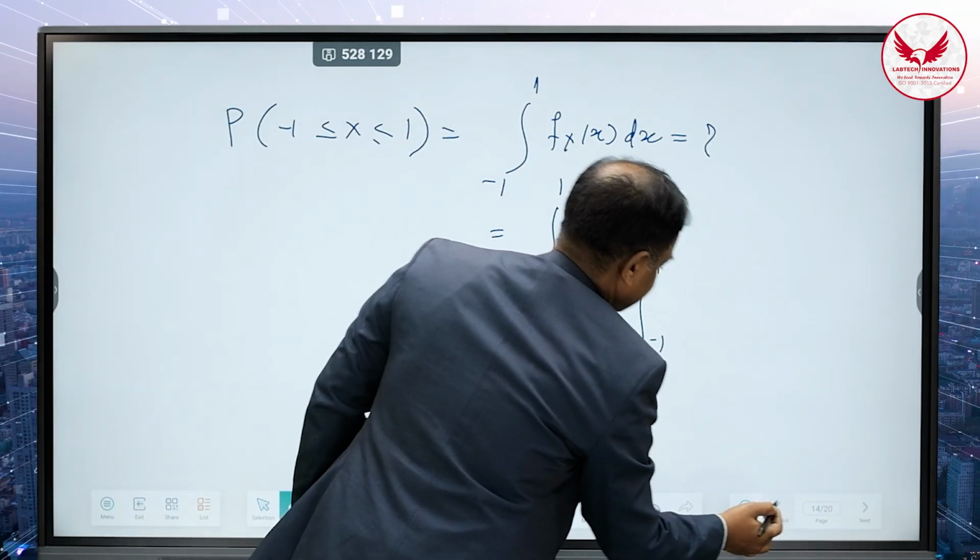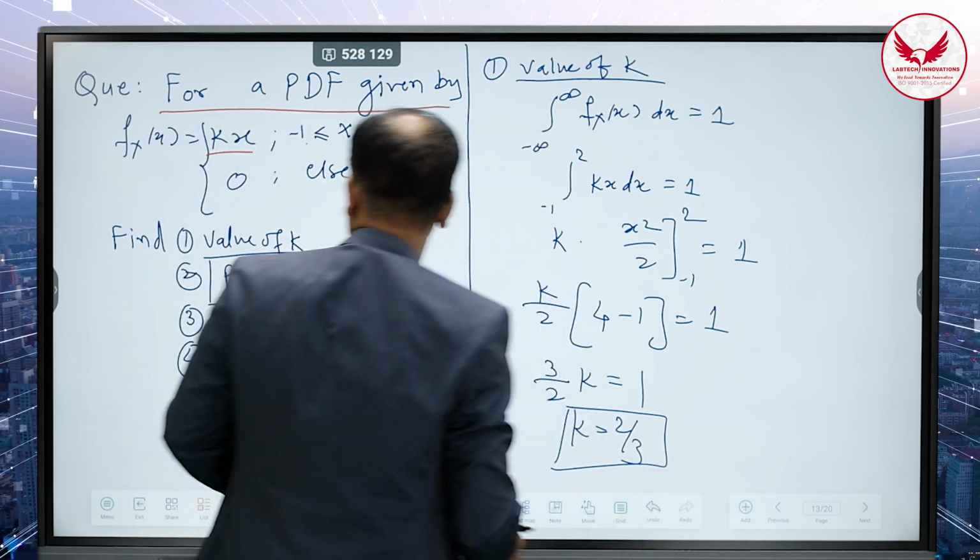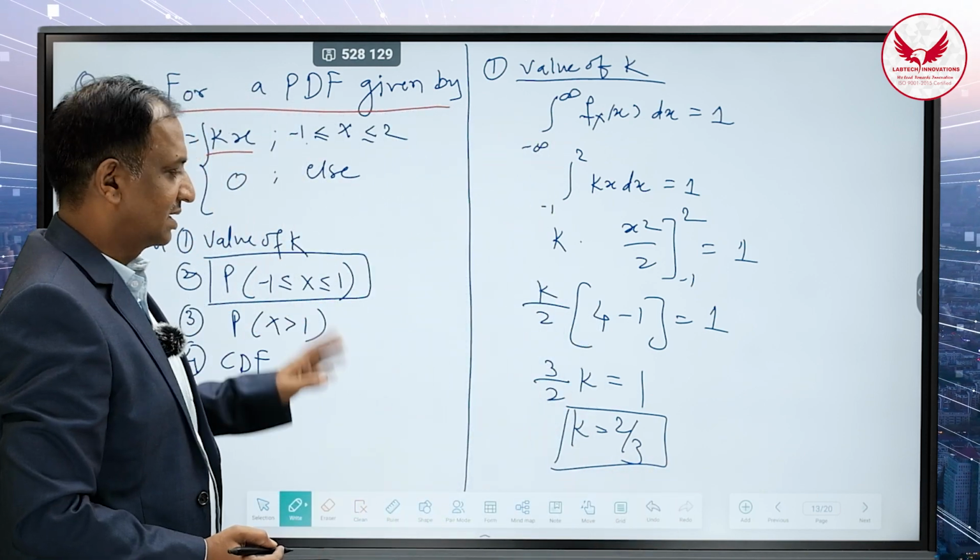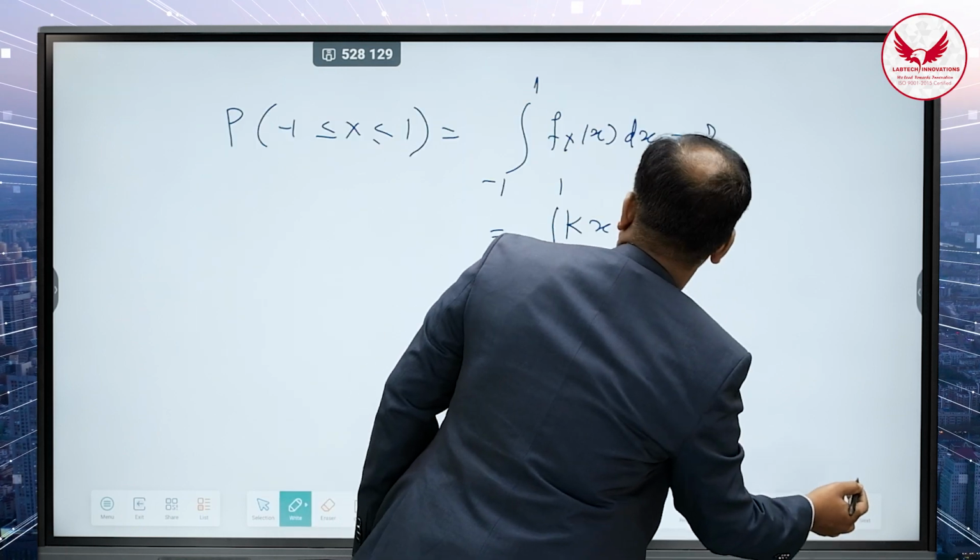Next, they have asked us to find the third one, that is, the probability that x is greater than 1. Now let us go to the next slide.